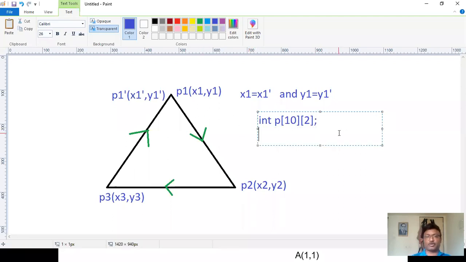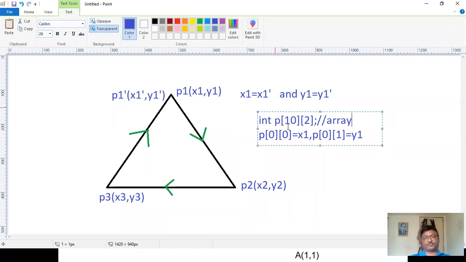So how can we store the coordinates then? Because of the array, you have to start from 0 0. So p of 0 0 contains your x1, and p of 0 1 contains y1. Now see, that is what I'm going to store. This is my integer declaration. This is the array declaration.